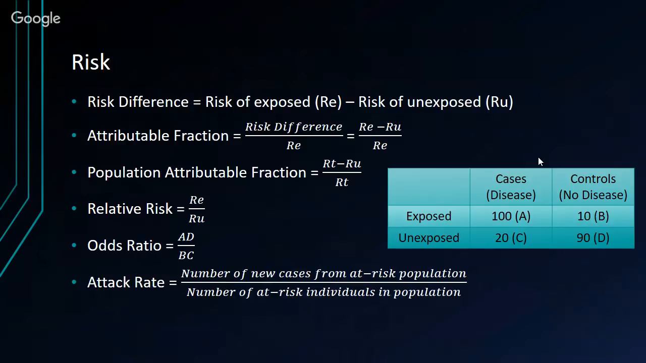Relative risk is measuring how much more likely you are to get a disease if you are exposed. So 100 divided by 20 is 5. You're 5 times more likely if you're exposed. That one's pretty straightforward.